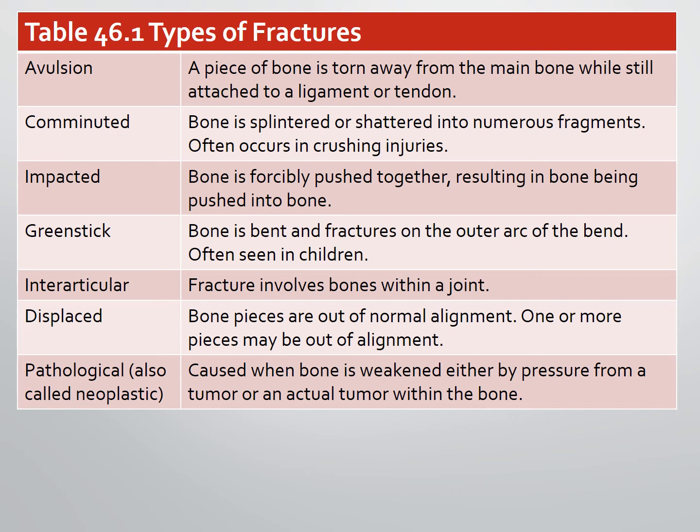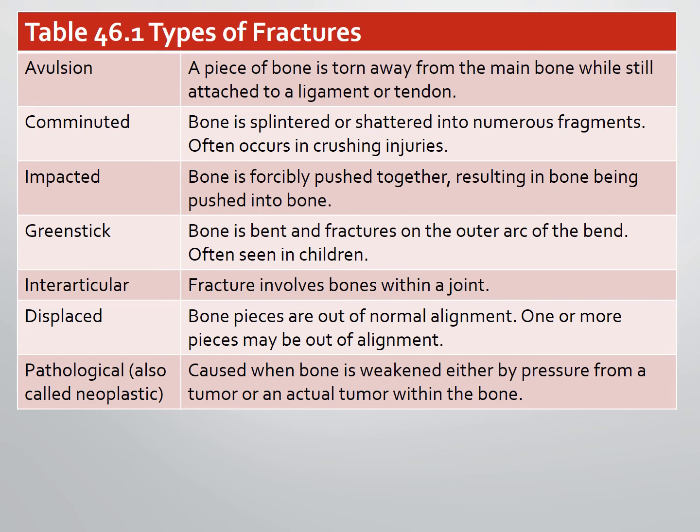Comminuted, bone is splintered or shattered into various numerous fragments. It often occurs in crushing injuries. A patient might have their hand run over by something. I think of a couple factory workers I've had, they've had their foot run over by heavy machinery and things. Impacted, the bone is forcibly pushed together. So think of it smashed right together, resulting in the bone being pushed into the bone. So, impacted. Let's think of our boxers out there. Boom, they do that KO and impacted fracture.